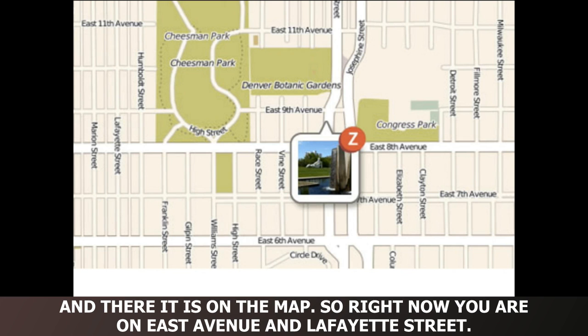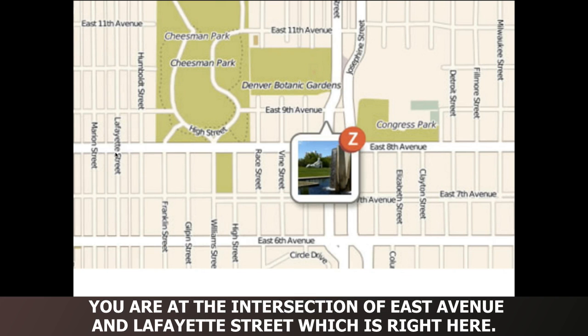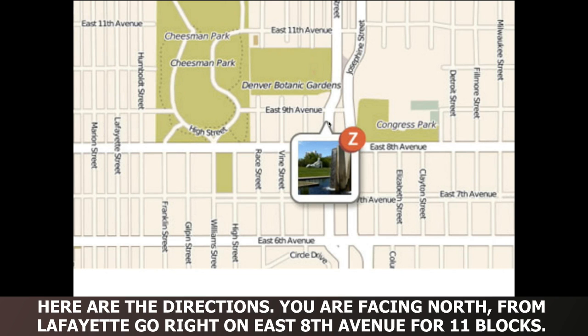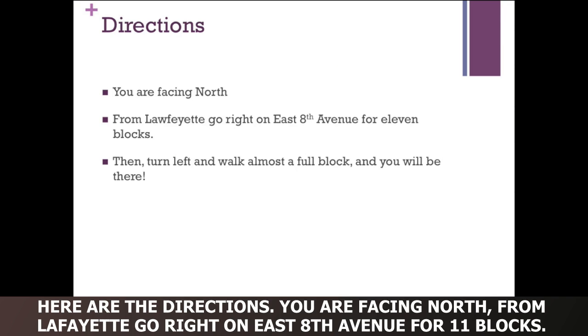So right now, you are on East Avenue and Lafayette Street. You are at the intersection of East Avenue and Lafayette Street, which is right here. And you want to get to Z, the Denver Botanic Gardens, right over here. Here are the directions. You are facing north. From Lafayette, go right on East 8th Avenue for 11 blocks.